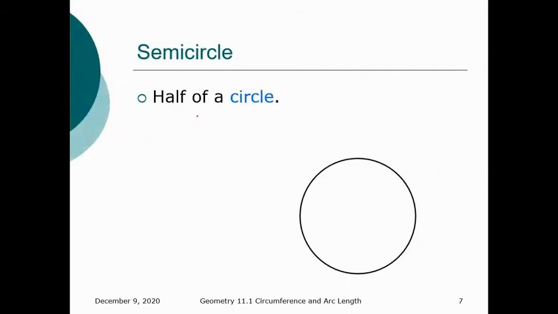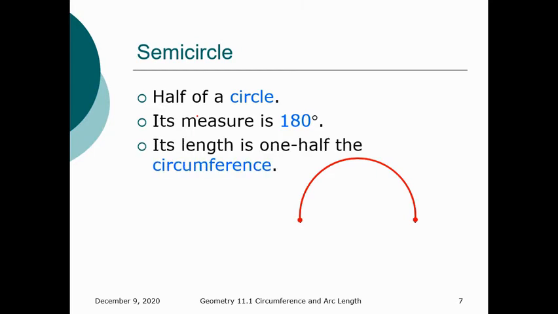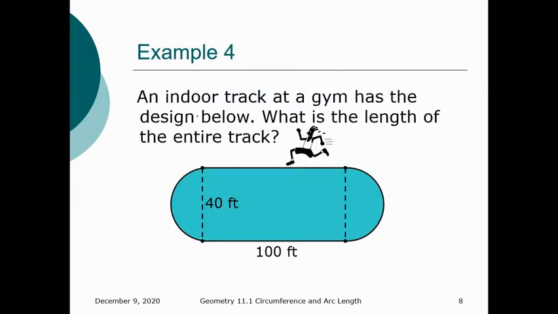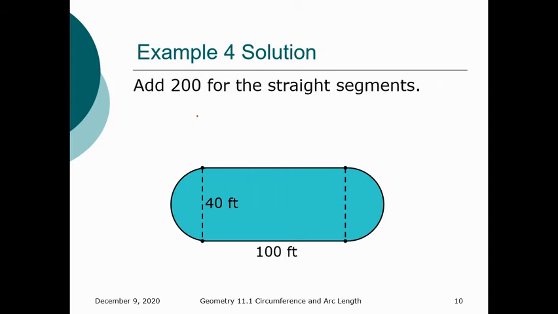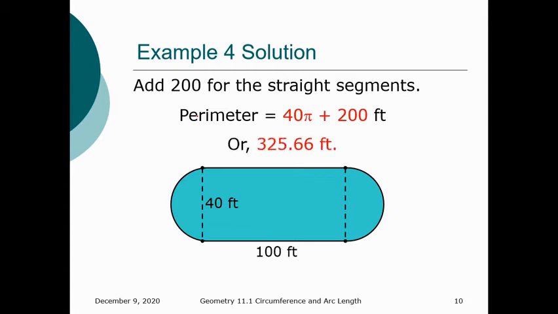All right, so a semicircle is half of a circle. Its measure is 180. Its length is 1/2 of the circumference. Let's take a look at this. An indoor track at a gym has the design below. What is the length of the entire track? Notice that the ends make one circle. And we know the diameter is 40, which means our radius is going to be what? Okay? Or we can find the circumference by just multiplying by 40. We're going to add 200 for the straight segments. So the perimeter is equal to 40 pi plus 200 feet, or 325.66 feet.